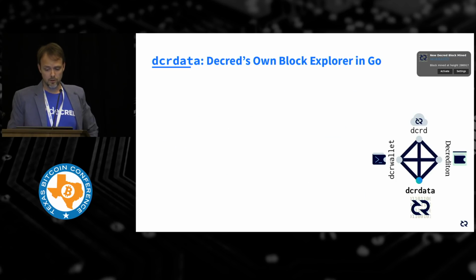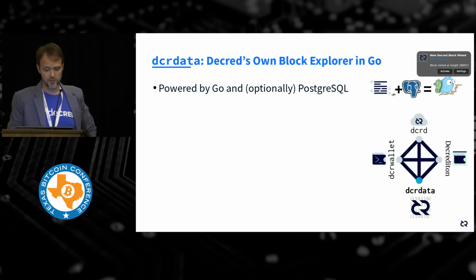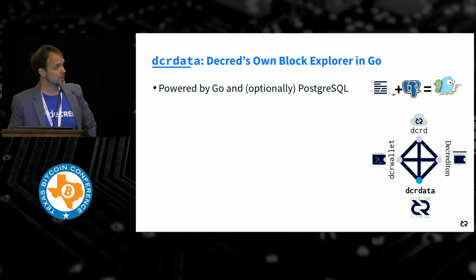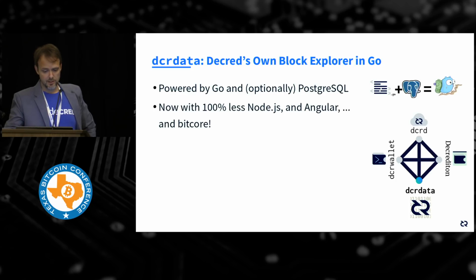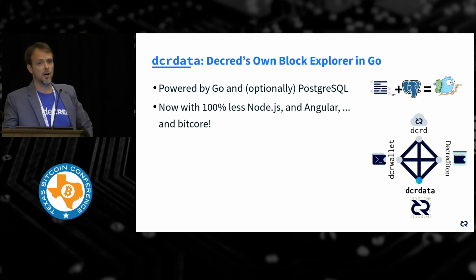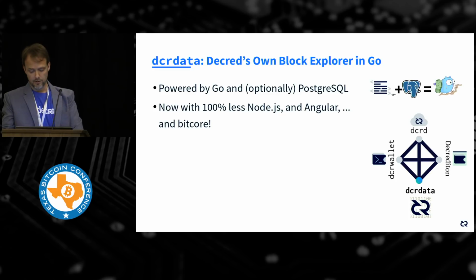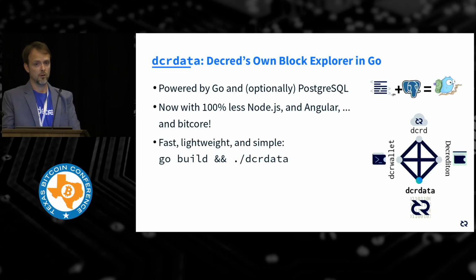So what we ended up with was dcrdata. Oh, good, that animation actually worked. So basically, this is quite a nice architecture. It's powered by Go as the programming language with an optional dependency on Postgres, which is a very powerful relational database. And this drops a lot of the unfriendly dependencies that go along with Insight: Node, Angular, and unfortunately, newer versions just require certain Bitcore protocols, which obviously are no longer applicable.